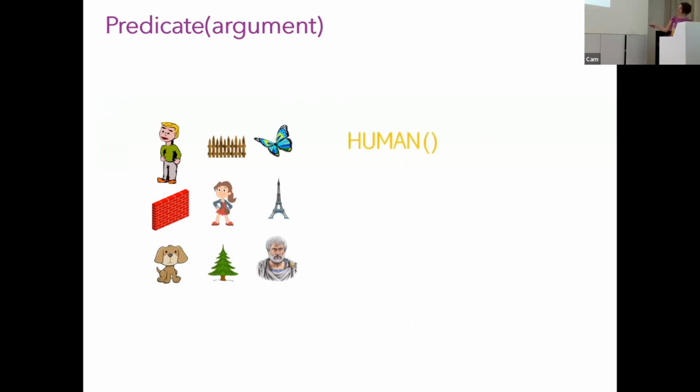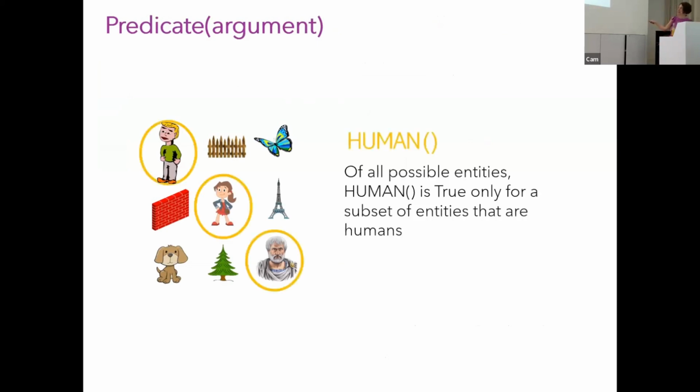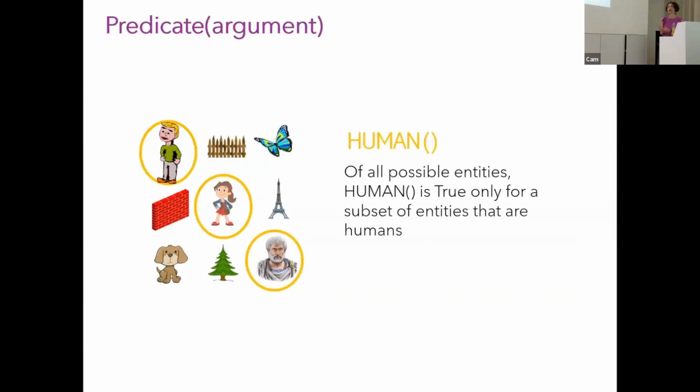So what human does is it subsets that set of 9 to a set of 3, basically, of the 3 entities for which the predicate human is true, right? So a single argument predicate, so a one place predicate, is basically just a subsetting function, okay? Importantly, actually, I can illustrate it here already, predicates are abstract.